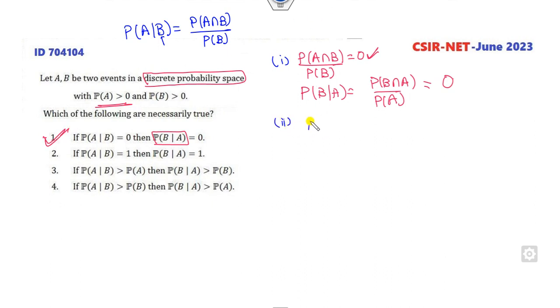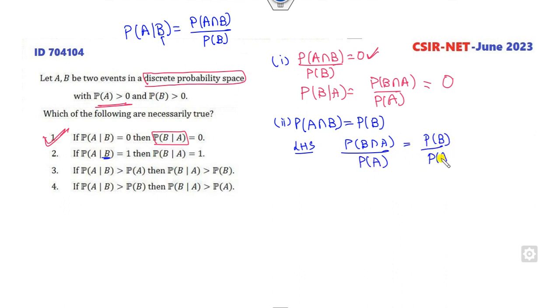Look at the second one. This means the probability of A intersection B is nothing but the probability of B, because look at the right hand side. If you take the left hand side of the second part, it is probability of B intersection A divided by probability of A. So the numerator is P of B, denominator is P of A, which is not always 1, because it is greater than 0. It is not always 1.